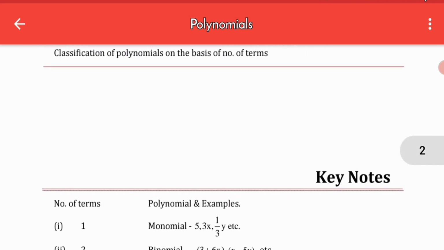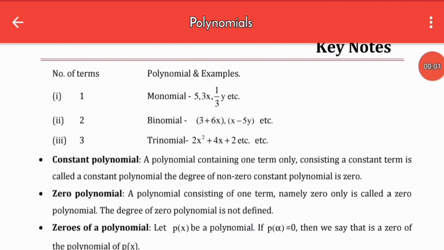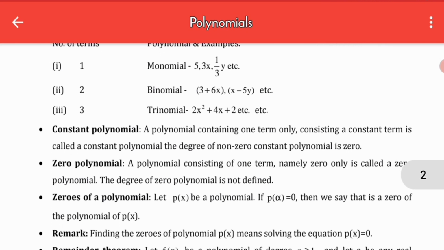Classification of polynomials on the basis of number of terms. If we have one term, we say monomial. Example, 5, 3x, 1 upon 3y, etc. If we have 2 terms, we say binomial. Example, (3 plus 6x), (x minus 5y), etc. If we have 3 terms, we say it is a trinomial. Example, 2x square plus 4x plus 2, etc.